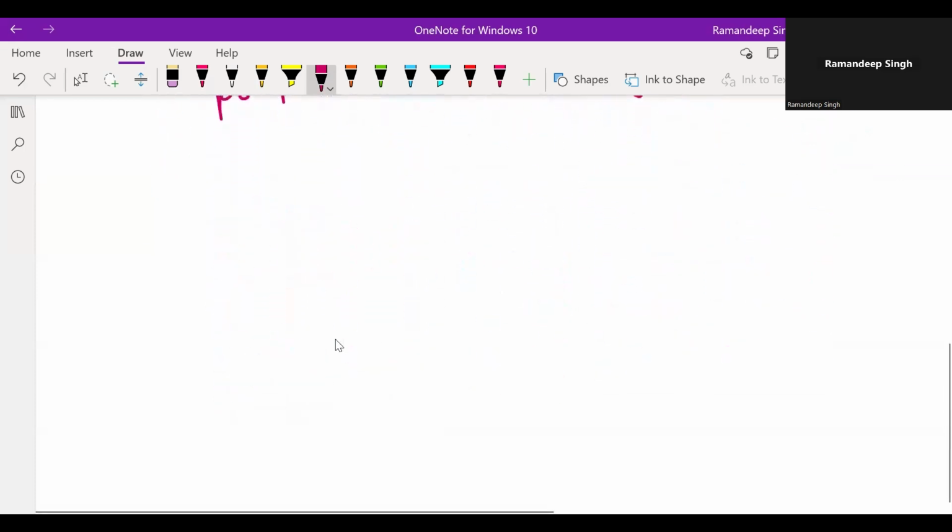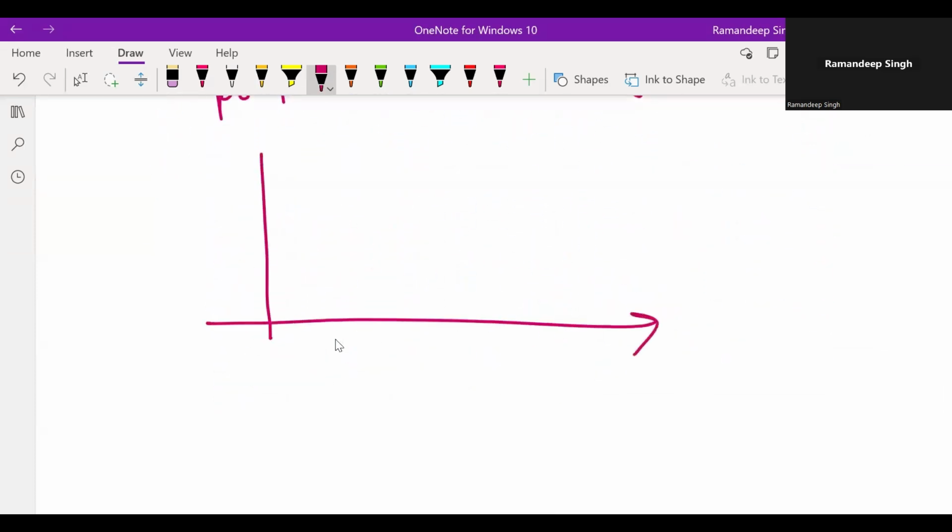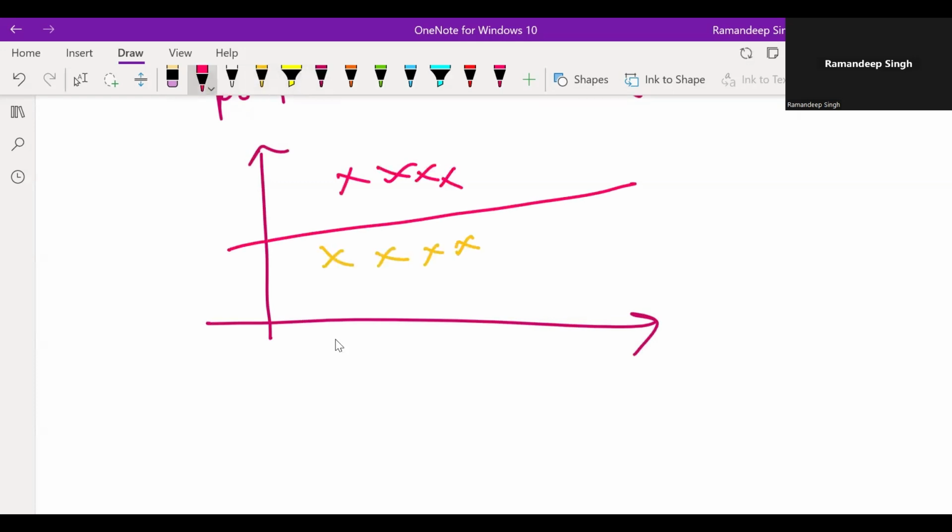Next, I have this given problem where I have these points, and I need to draw a line between these two groups so that they can be classified from each other, right? First of all, how do I know that a point is correctly classified or wrongly classified by the line which I have drawn? So we will understand this.